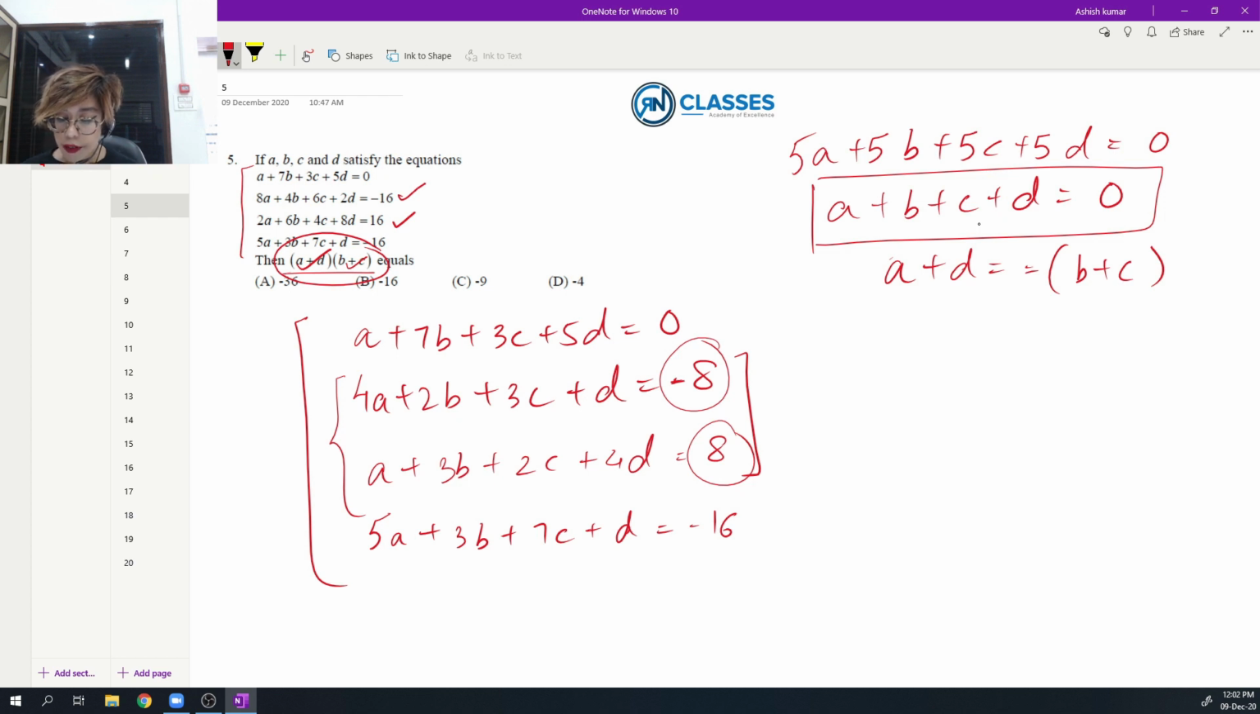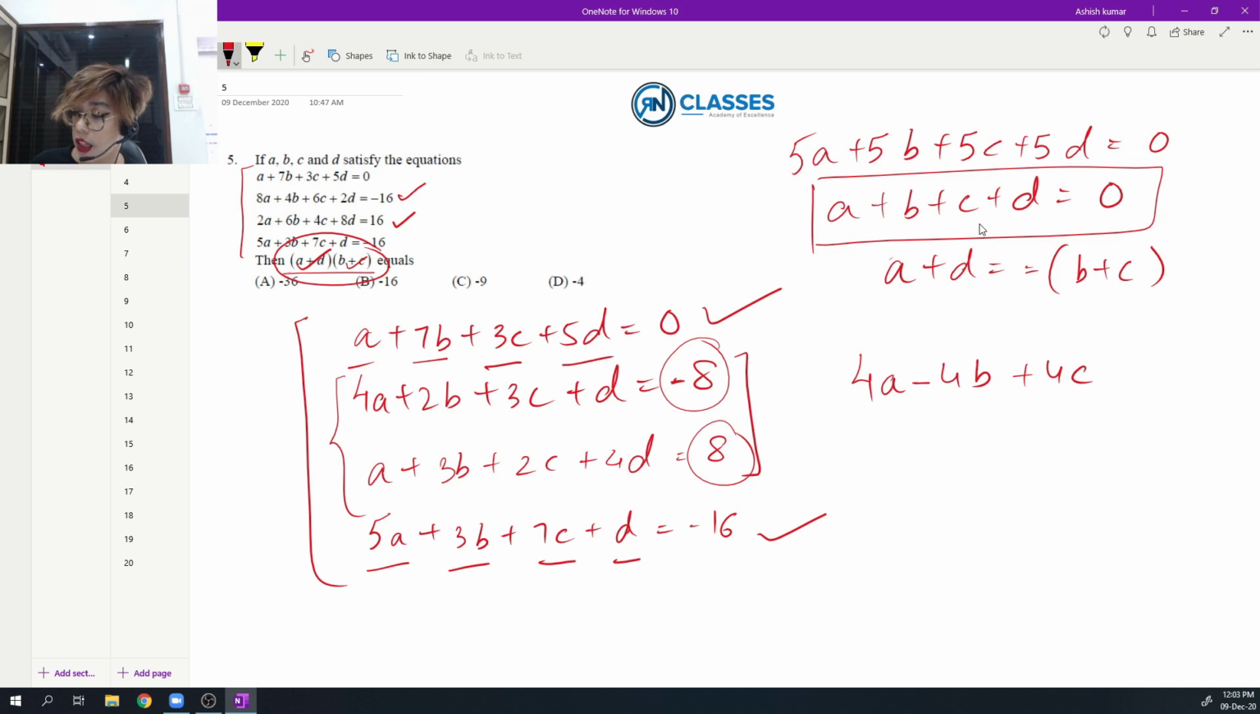What else? Now if you look carefully, if I subtract actually first and second, first and last actually. So 5A minus A, 5A minus A 4A plus 3B minus 7B, that is minus 4B. So let's write minus 4B. Then 7C minus 3C, that is plus 4C. Then D minus 5D, that is minus 4D, is equal to minus 16. So here I have A minus B plus C minus D equal to minus 4. Right? Okay. So I have this equation.